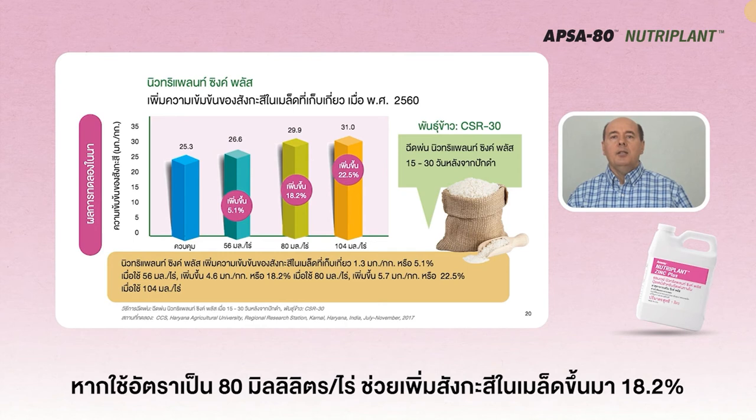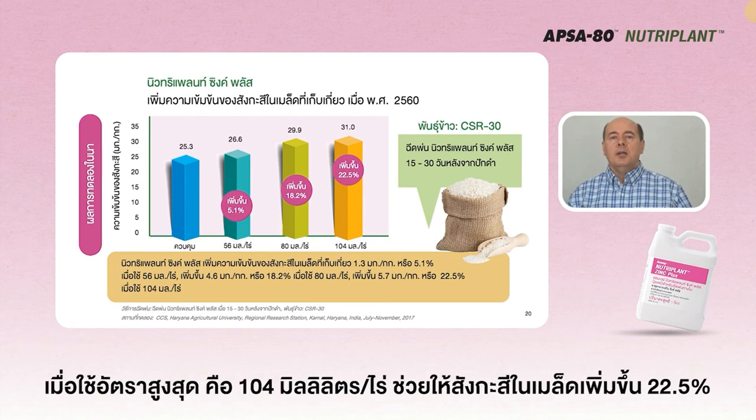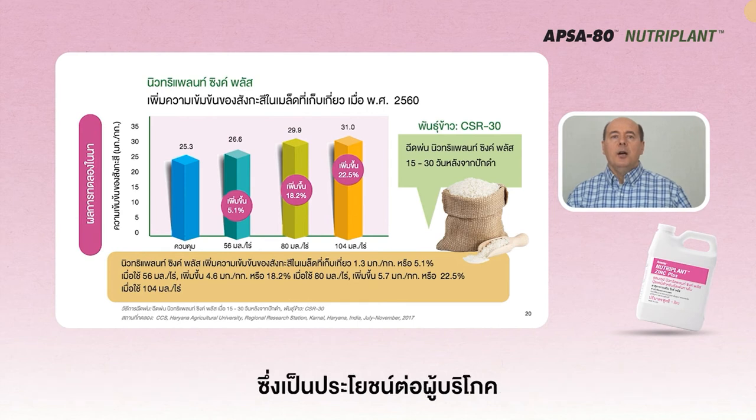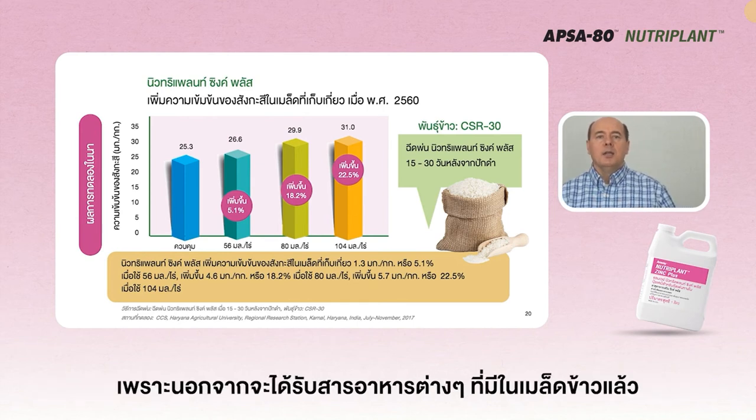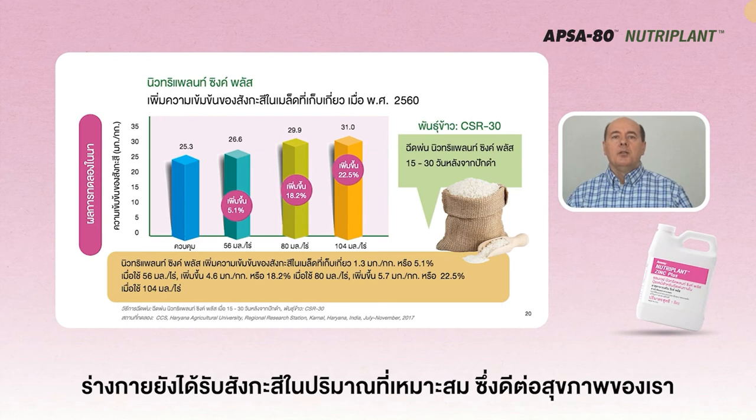At 500 milliliters per hectare, we increased the zinc concentration by 18.2%. And with the 650 milliliters per hectare, which was the highest rate of NutriPlan ZincPlus in the trial, by 22.5%, which is very beneficial for us because we consume rice and at the same time consume an appropriate amount of zinc. It helps to improve our health.